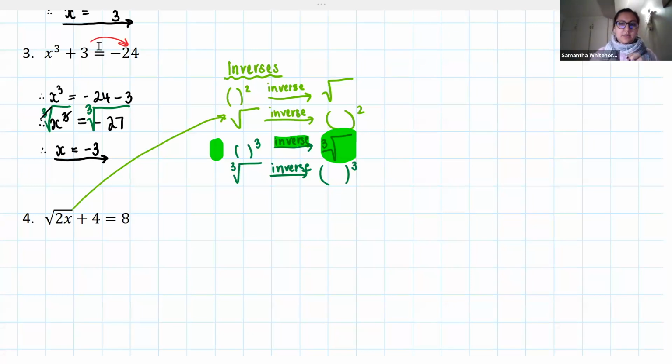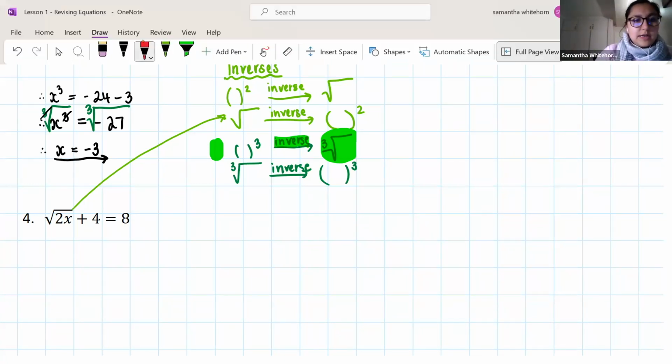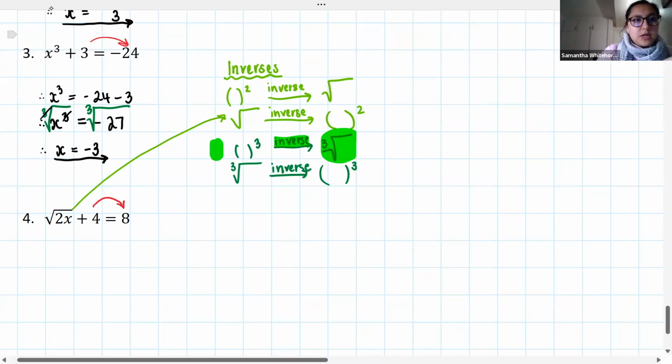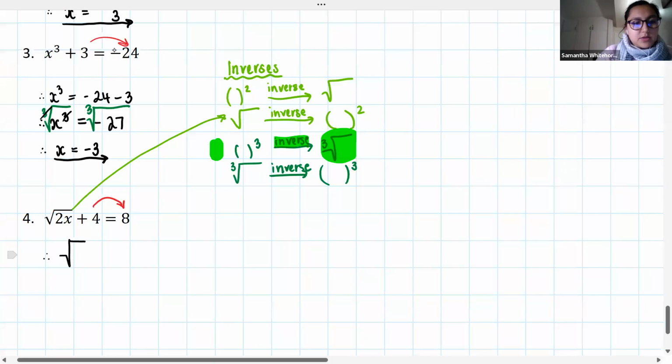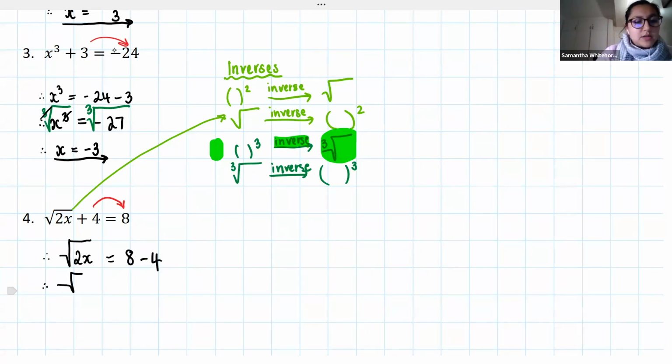Right, guys, let's have a look. So we're getting a bit of a mixed bag here. So the first thing I'm going to do, exactly like what I did earlier, is bring that 4 over so that I have all of the constants on the right. That therefore means I've got the square root of 2x on the left is equal to 8 minus 4. And we know that 8 minus 4 is 4.